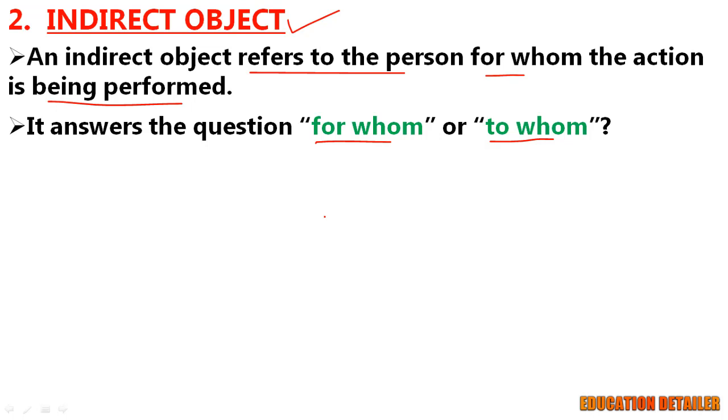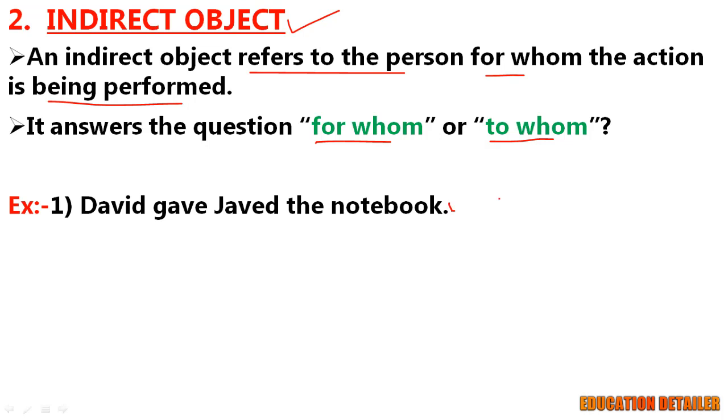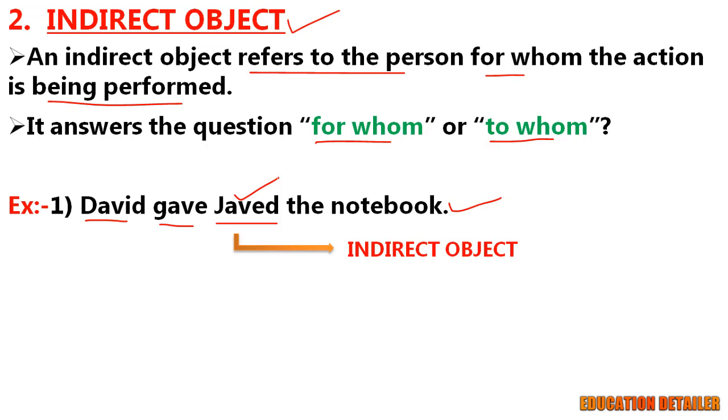Let's look at the first example. David gave Javed the notebook. Here, David is a subject, the verb gave, and now in this example, to whom the action is being performed? Javed. Ask a question here. David gave the notebook to whom? Javed. So, Javed is the indirect object here.